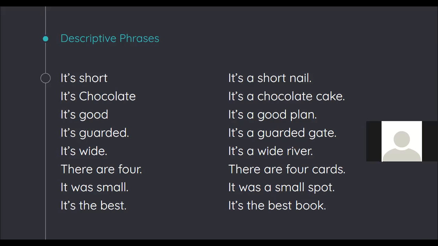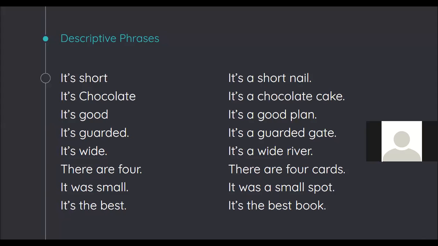So you want to emphasize descriptive phrases, correct? On the right side, you would say this as: it's short. It's short. But when you say the sentence right next to it, you would say it's a short nail. It's a short nail. You would want to emphasize the noun.